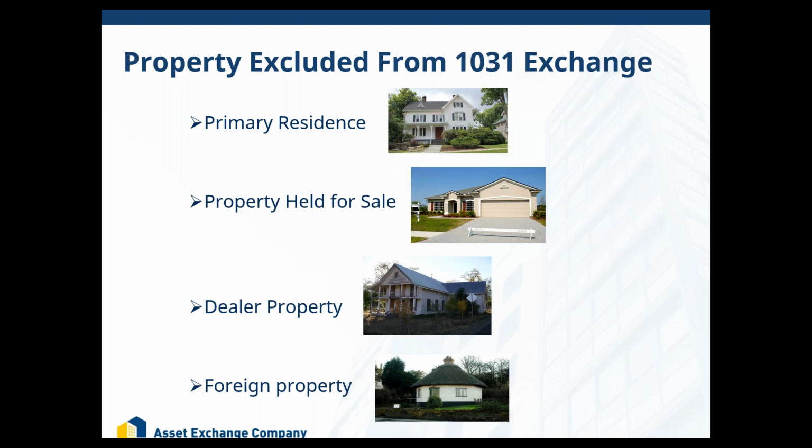You don't need anybody like me to help you with the Section 121. That's just something that you claim on your tax return in the year that you sell your primary residence. But again, primary residences, primary homes are excluded from 1031 exchange. Now, property held for sale is also excluded from 1031 exchange.